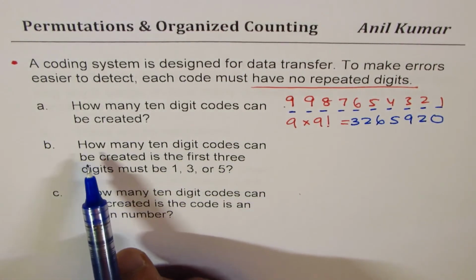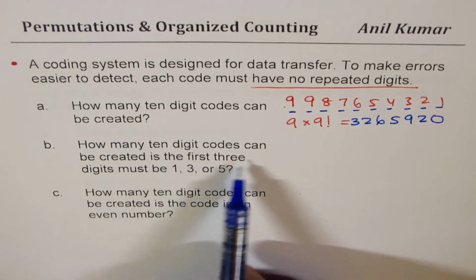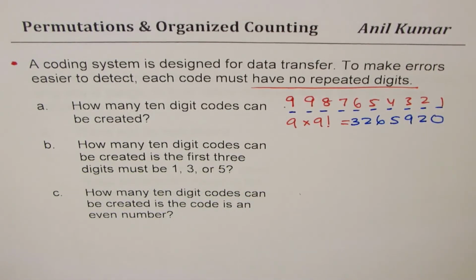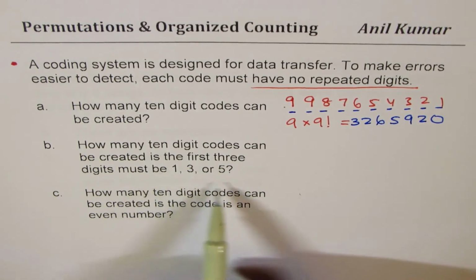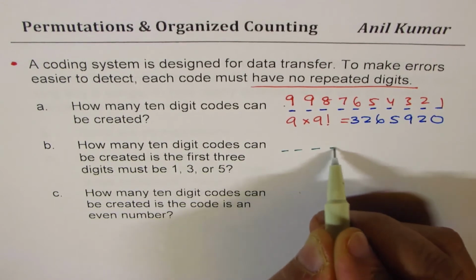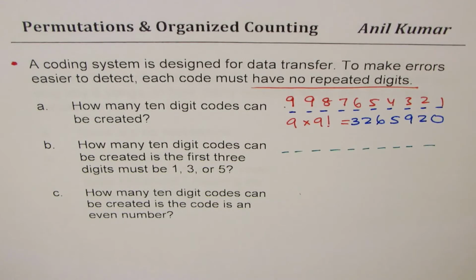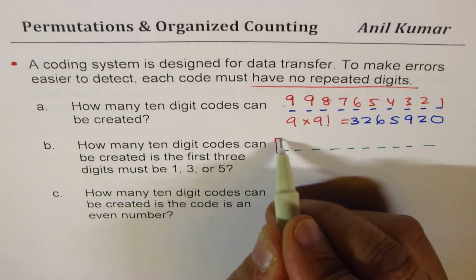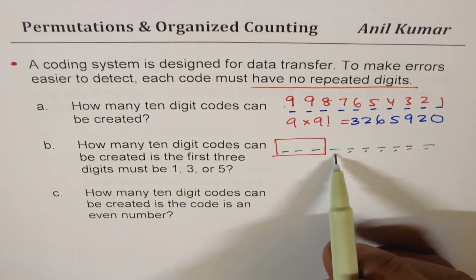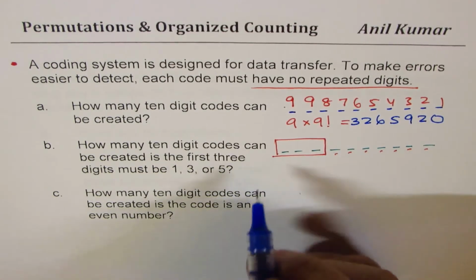Second part is, how many 10-digit codes can be created if the first 3 digits must be 1, 3 or 5? So that means first 3 digits are only from this category of 1, 3 or 5. So we have 1, 2, 3, 4, 5, 6, 7, 8, 9, 10. We'll club the first 3 numbers together. So we're left with 1, 2, 3, 4, 5, 6, 7, right? So that gives us 7 factorial ways.